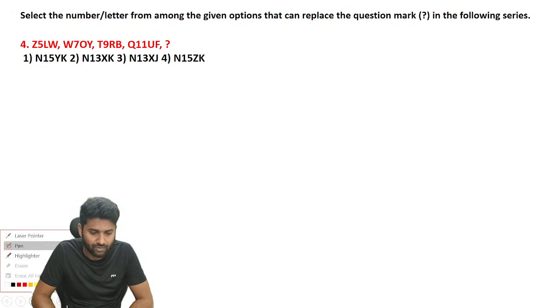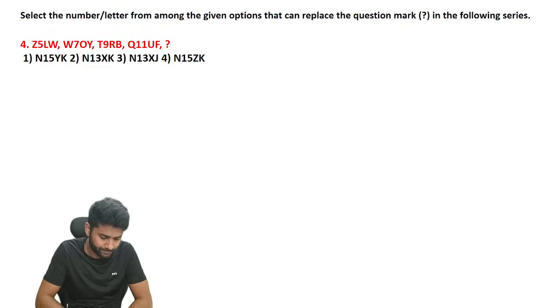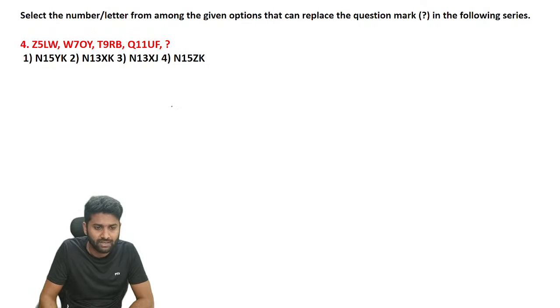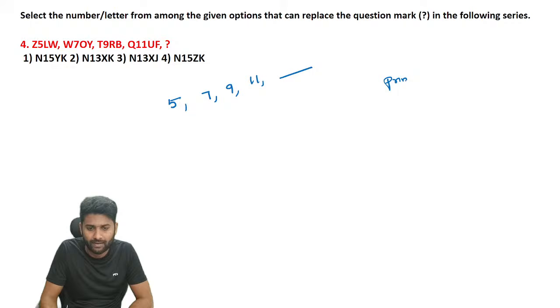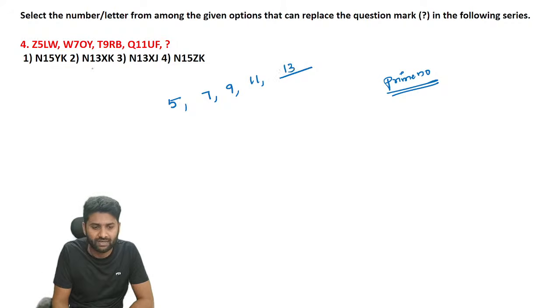Next. Let's solve one more question. Let's understand the numbers here. 5, 7, 9, 11. What about the next number? So 5, 7, 9, 11 all belong to the prime numbers. So what is the next prime number here? After 11, the next prime number is 13. So either it is the second option or the third option.